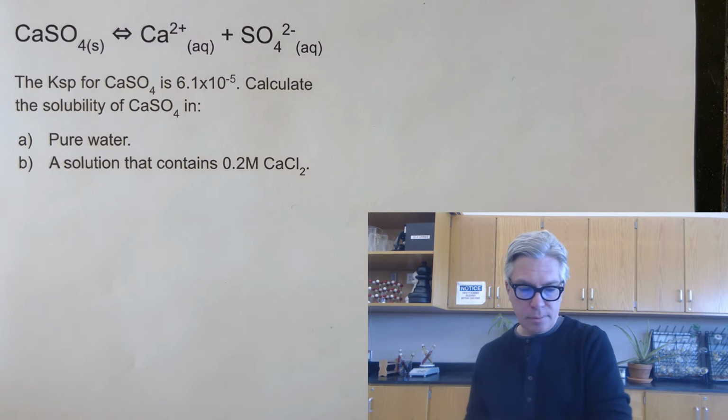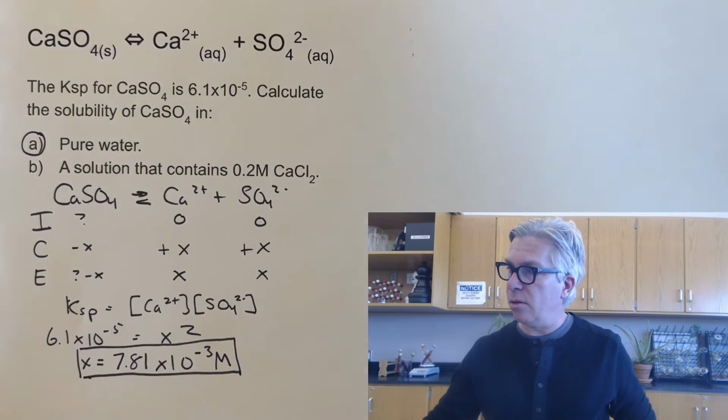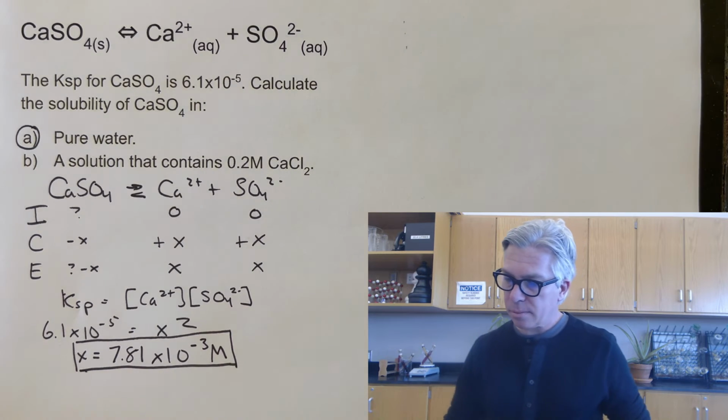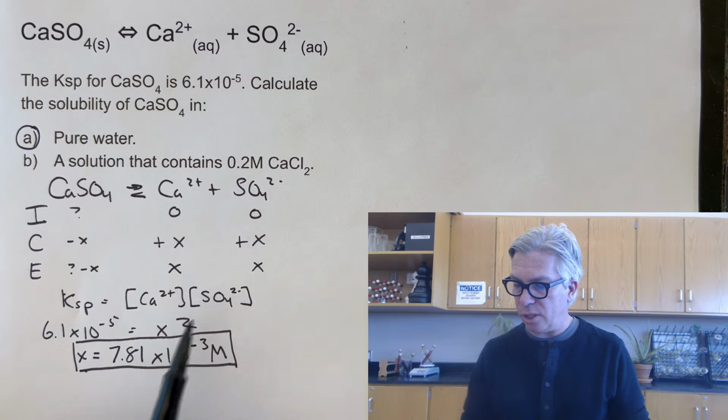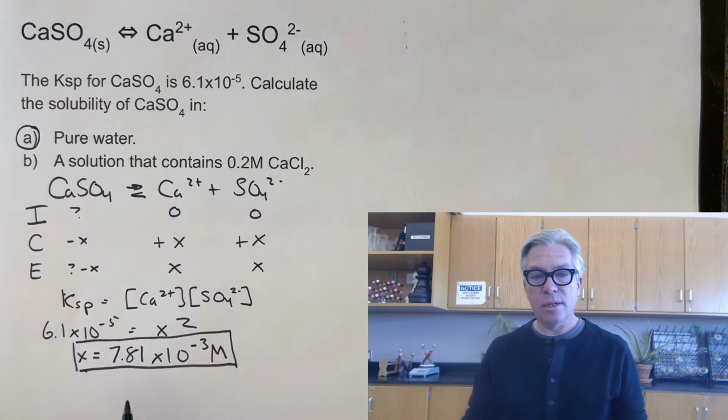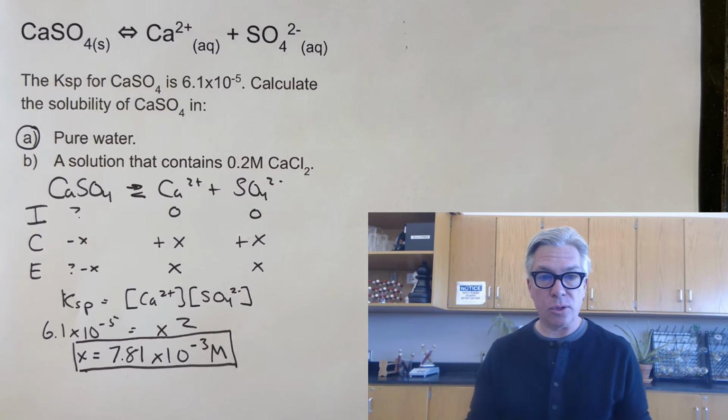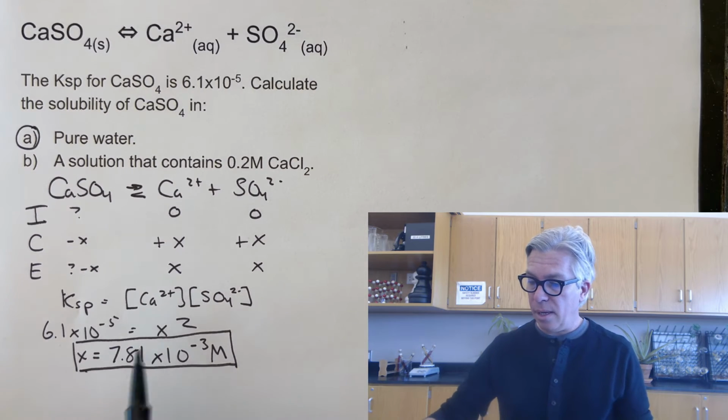All right, my 2 solutions, I did them on separate slides here. So the first one is in pure water. Similar ice table, we have a KSP of calcium times sulfate, which equals x squared. X was 7.81 times 10 to the minus third moles per liter, and that's in pure water.